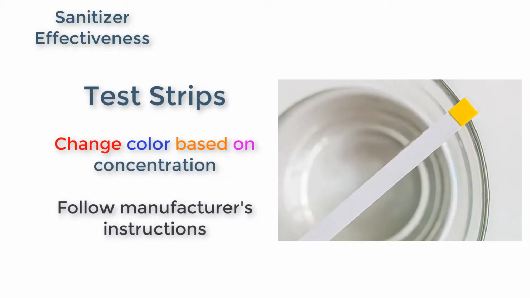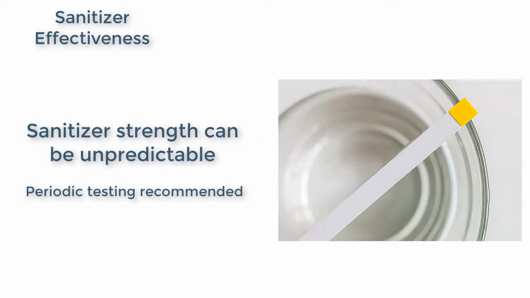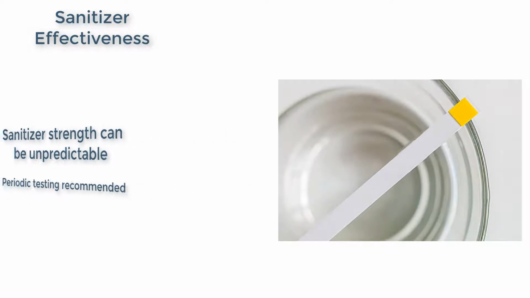One way to measure a sanitizer's concentration is with test strips. The test strips change color according to the concentration of the sanitizer. When using a test strip, it's always important to follow the manufacturer's instructions. The effectiveness of a sanitizer is not always predictable. Sanitizers can lose strength over time, so periodic testing is essential.